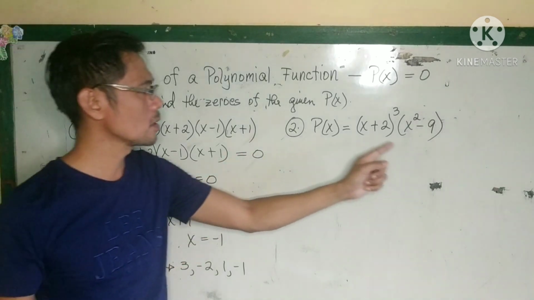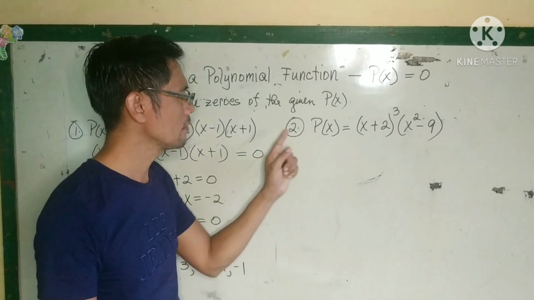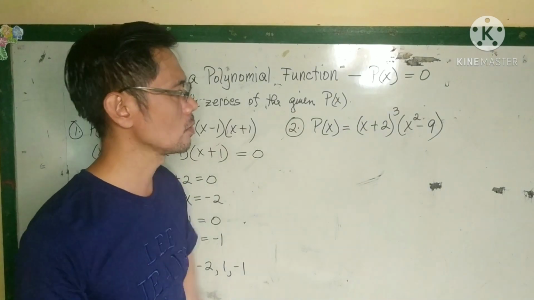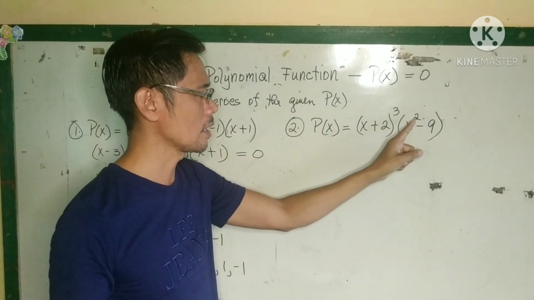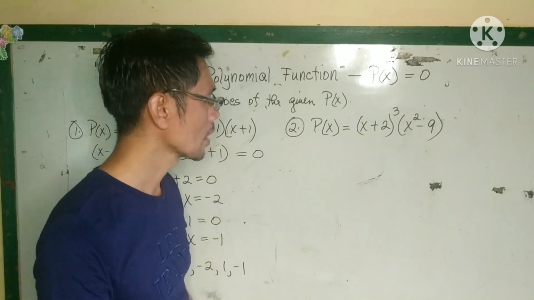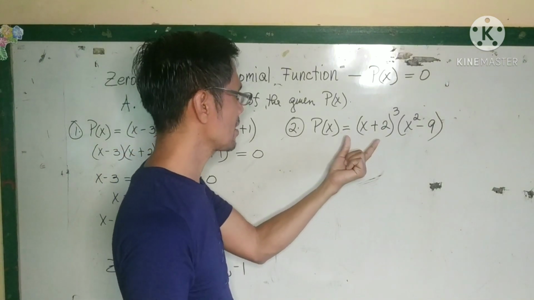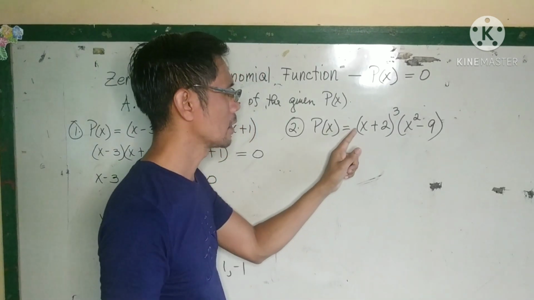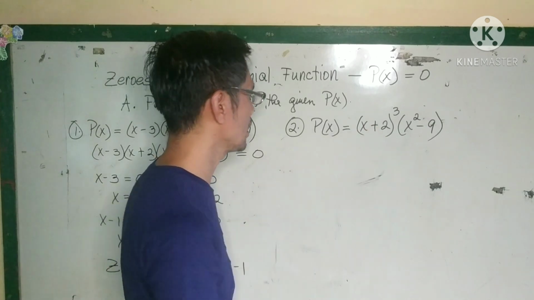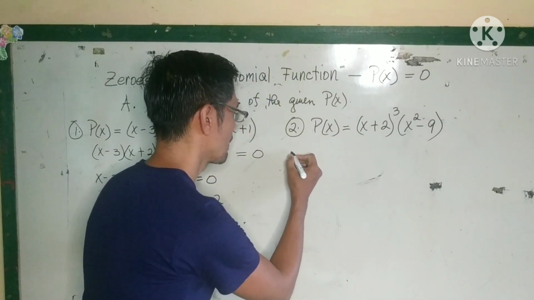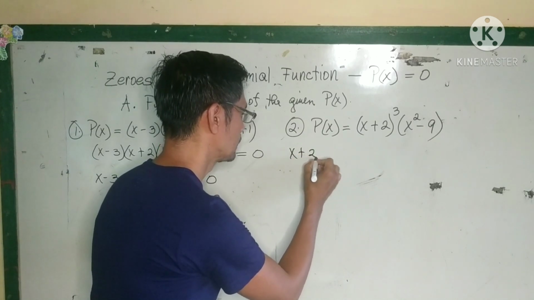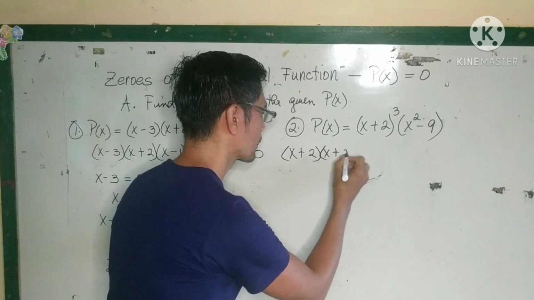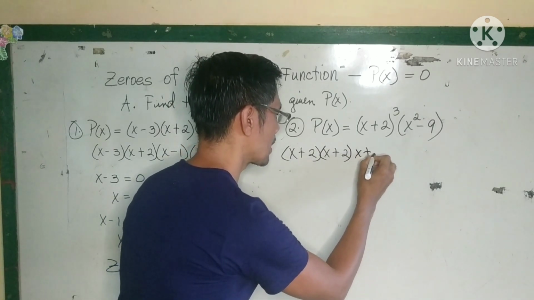Let's go to number 2. You are given p of x is equal to x plus 2 quantity raised to 3 times x squared minus 9. Look, it is expressed in terms of its factors, but our x plus 2 raised to 3 can be written as x plus 2 times x plus 2 times x plus 2.